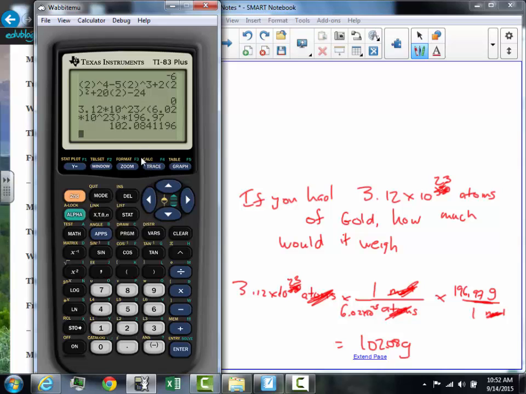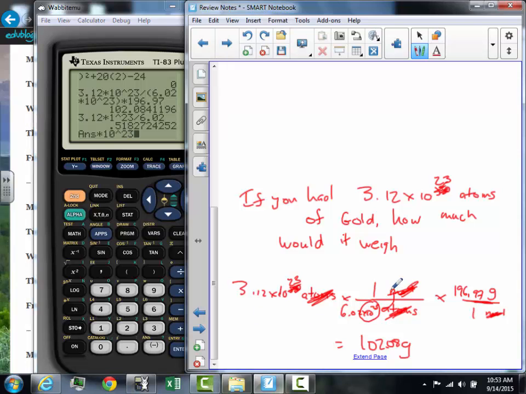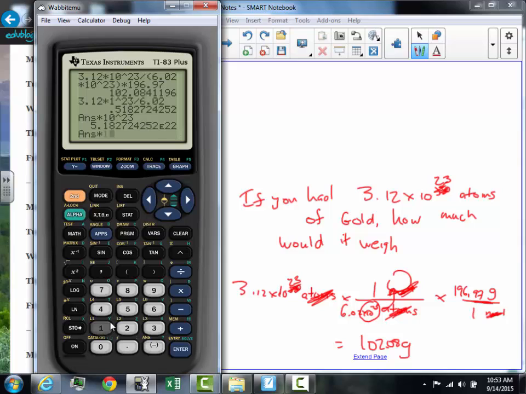And then did you get an E afterwards though? Okay, so that's why it's not working out correctly. Because what your calculator is doing is it's taking 3.12 times 10 to the power of 23, and it's dividing by just 6.02. Then it's timesing by 10 to the power of 23. So it's almost like this 10 to the power of 23 is on the top of the fraction. We don't want it to be on the top of the fraction. And then that's timesing by 196.97.